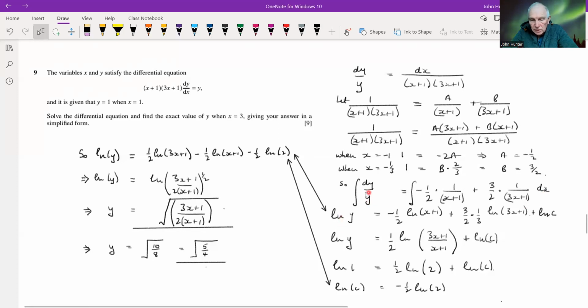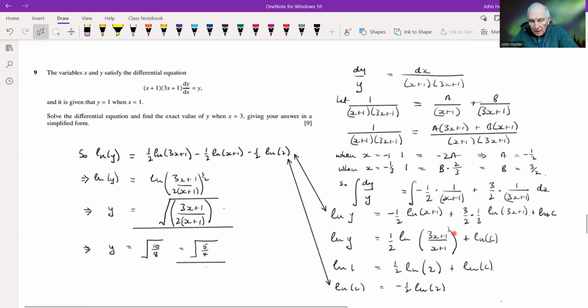When we integrate this, the 1 over y is going to integrate to the natural log of y. This is minus natural log of x plus 1, and this is going to be natural log of 3x plus 1. Now that's the third that we get from the integration, so that's that constant there, dividing that through, and this is the 3/2, which was your B. Then we've got our constant of integration here. Now it suits us to use the natural log of c rather than just call it c, and you'll see why in a moment.